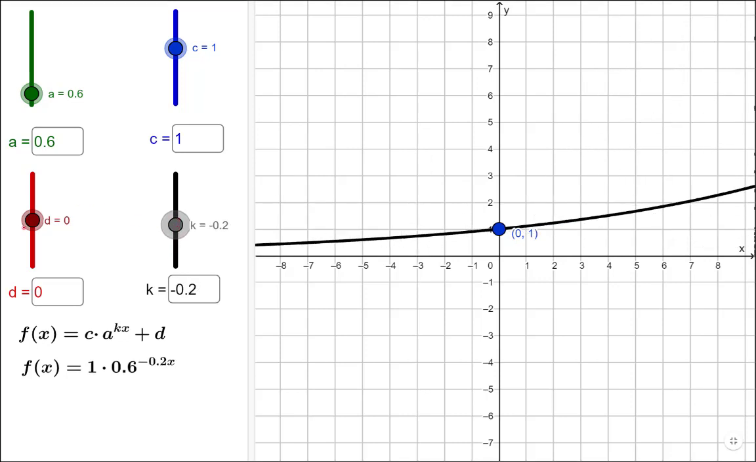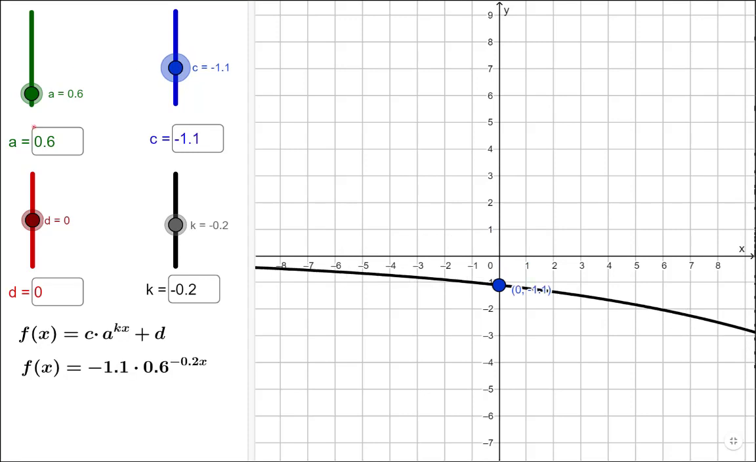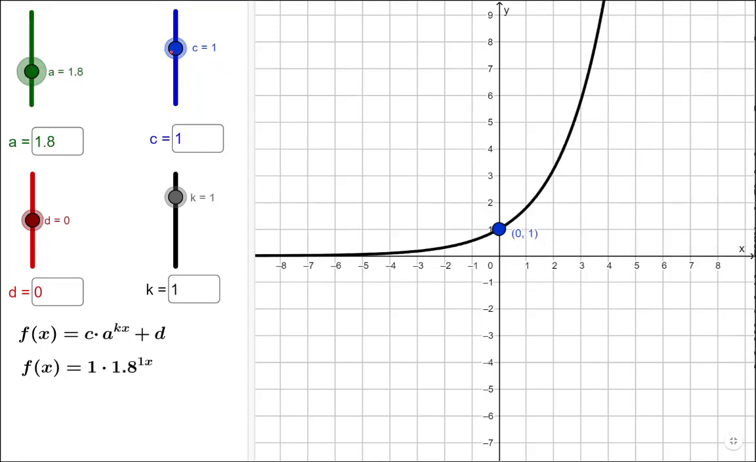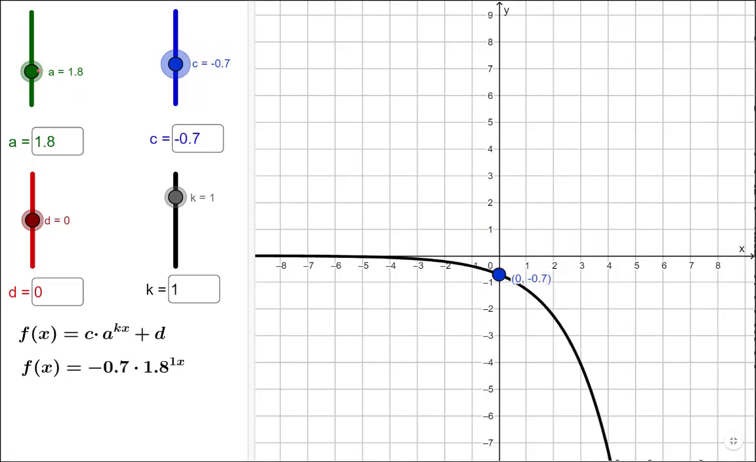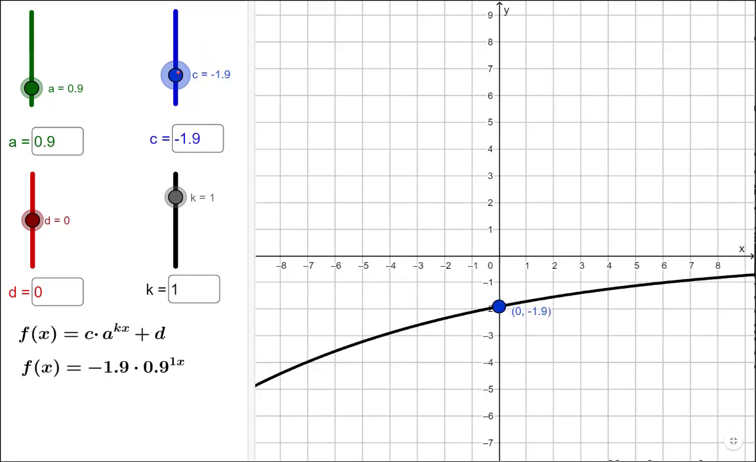What else here? Just kind of playing around with some of these numbers. It could go below the x-axis. Oh, there we go. So you can have, oh, whenever I change that, it resets it.